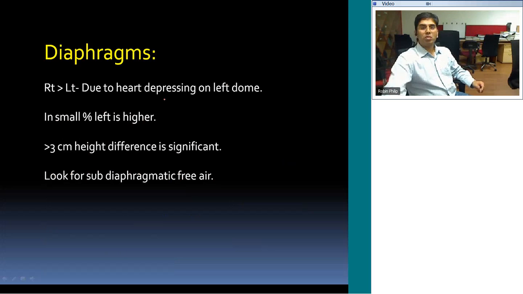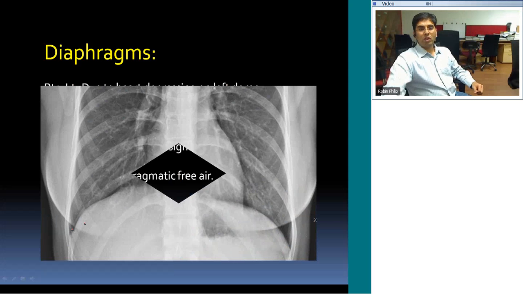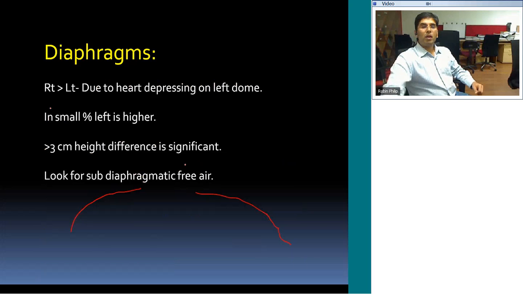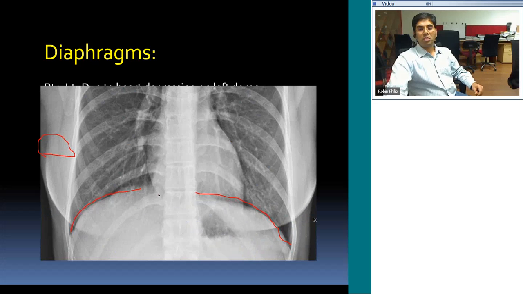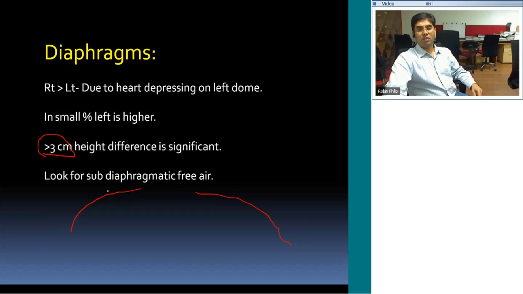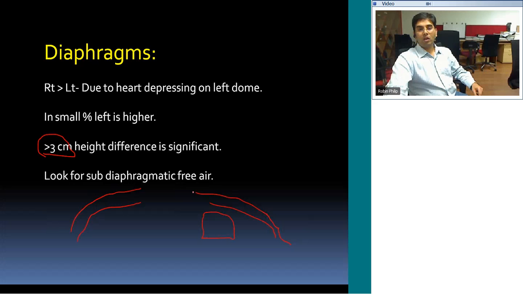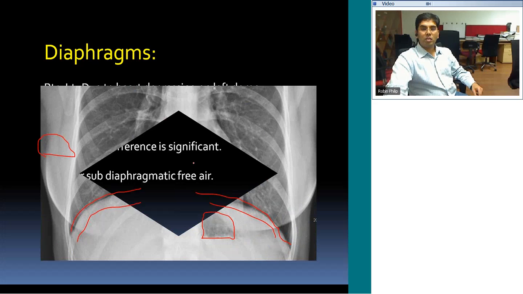Next, move on to the diaphragms. This is how the right diaphragm usually looks: the right diaphragm is higher than the left. This is what is commonly seen, and in a small percentage of the population the left is higher. If the difference between the two domes of the diaphragm is more than 3 centimeters, it is significant. Always, on a PA radiograph, look for free air under the domes of the diaphragm. On the left, that is the gastric bubble. Right? That is about the diaphragms.